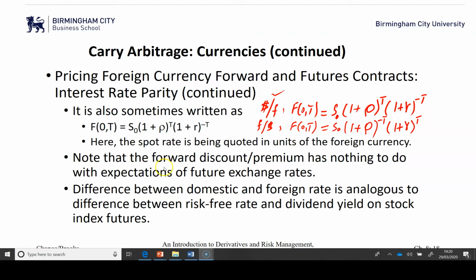It is a common misconception that forward discount or premium is interpreted as to imply the strength or weakness of a currency. It is not correct. The principle of arbitrage is what is responsible for any forward premium or discount. Any forward premium or discount is due to the interest rate differential between the two currencies.